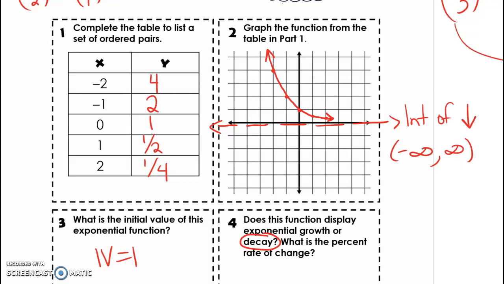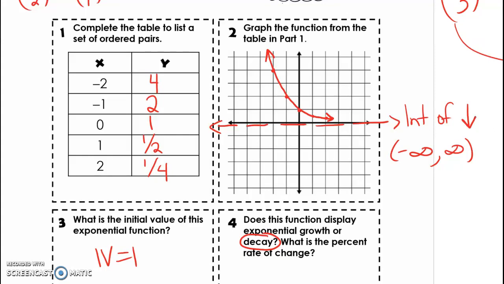When do you think that happens? What did we notice about this problem to begin with? The base was a fraction. So when do we think it's going to be decay? What kind of fraction? A fraction whose value is less than 1. When do we think it's going to be growth?